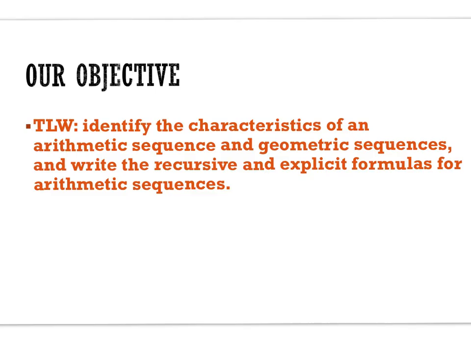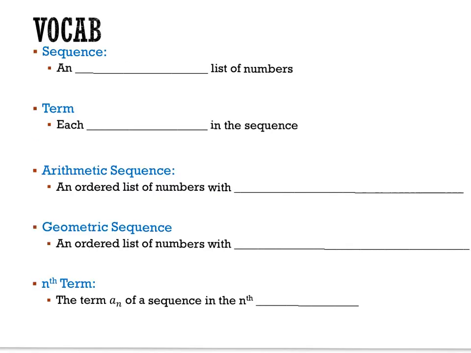And as we have been in the past, our objective today is to identify the characteristics. That's really going to be the big thing, the characteristics of arithmetic sequences. And later we're going to talk about geometric sequences. And we're going to write what we call recursive and explicit formulas for arithmetic sequences. And as always, we start with some vocab of things that we may or may not be aware of.